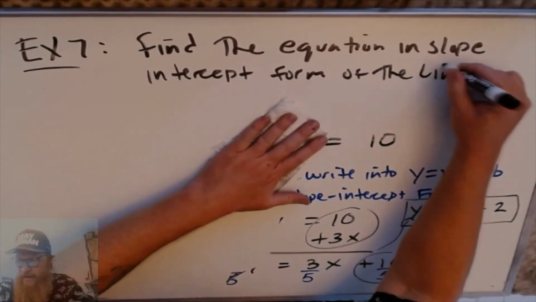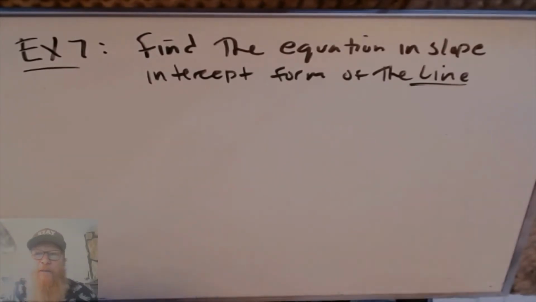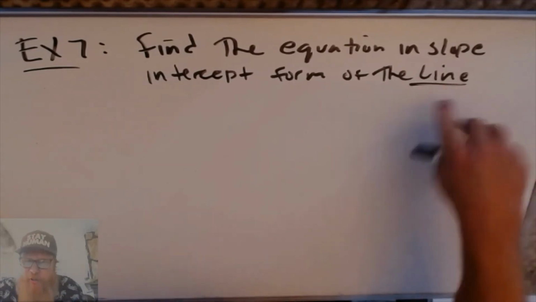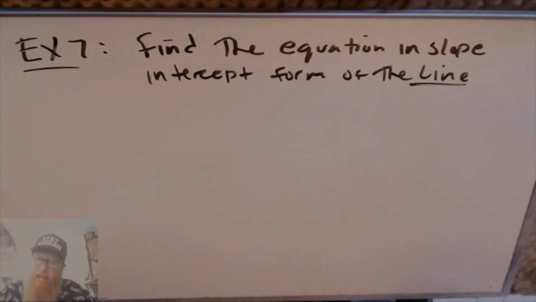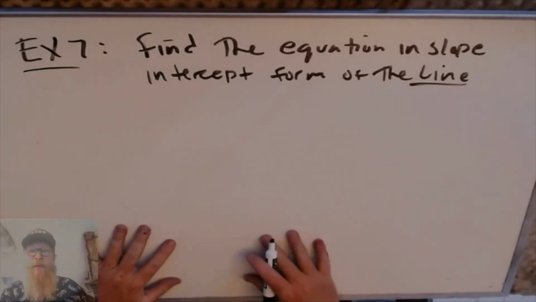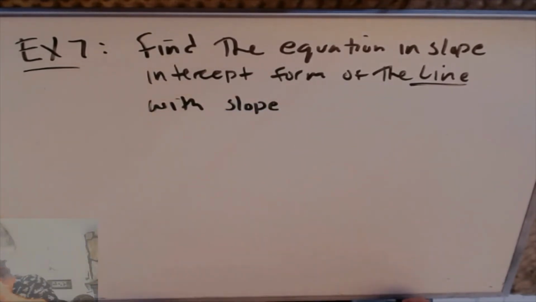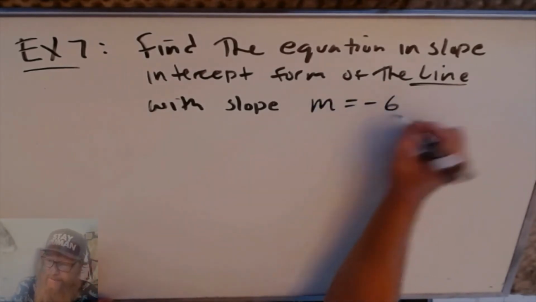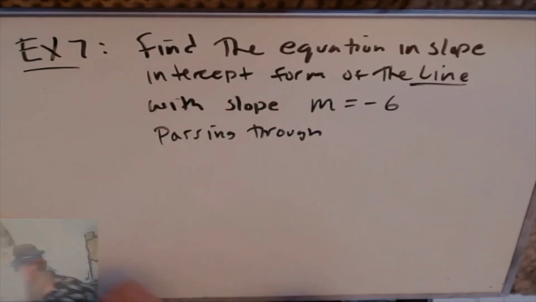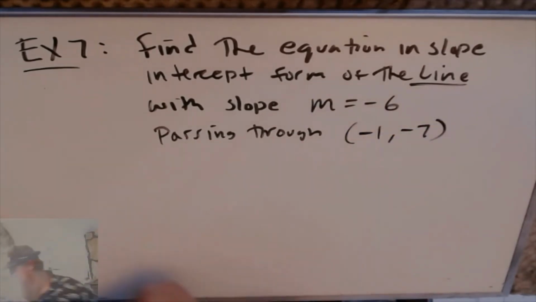of the line. I'm not sure if I mentioned this. Maybe I thought it was obvious, or maybe I just forgot to mention it, but the word line comes from linea, which is linear. So it's linea, linear, line. So when I say line, linear, those are synonyms. They mean the same thing. With slope, let's do m = -6, passing through the point (-1, -7).